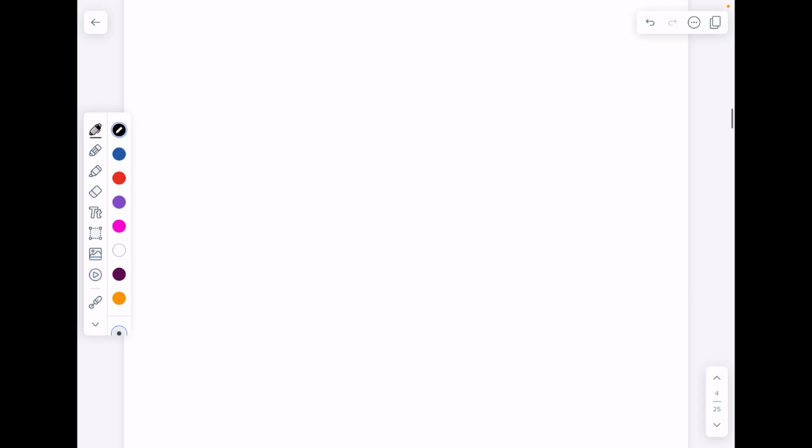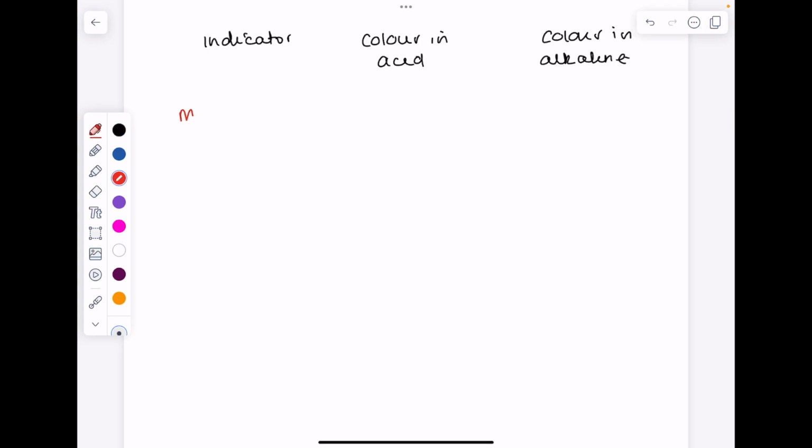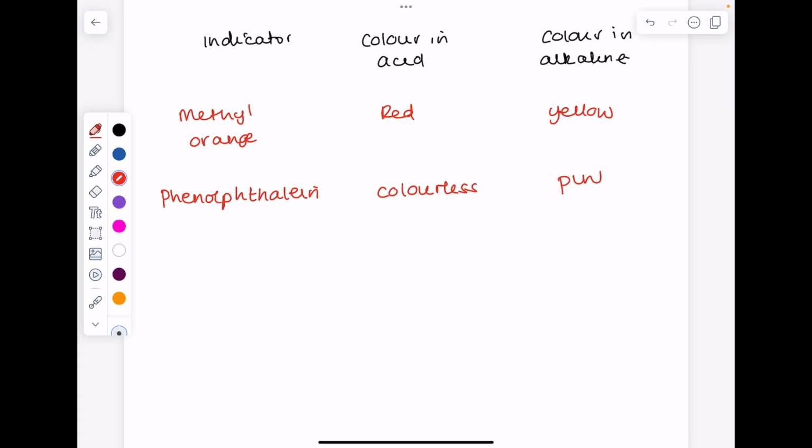In terms of the types of indicators which can be used to show the end point of a titration, the first indicator I want to mention is methyl orange, which is red in acid, yellow in alkaline. Phenolphthalein is colourless in acid and a beautiful pink colour in alkaline.